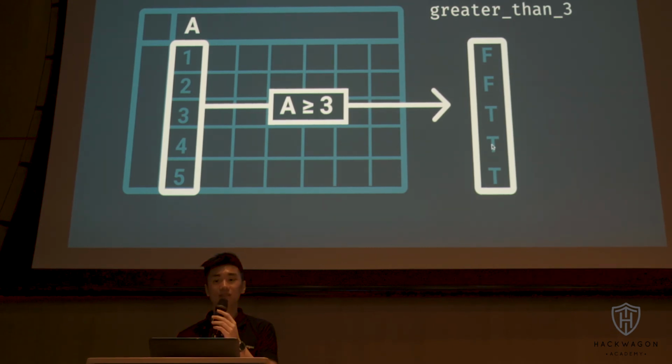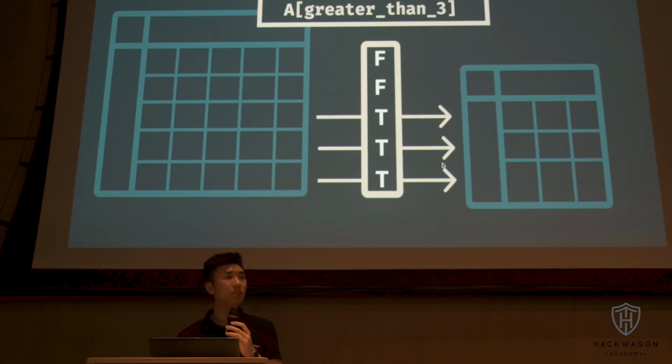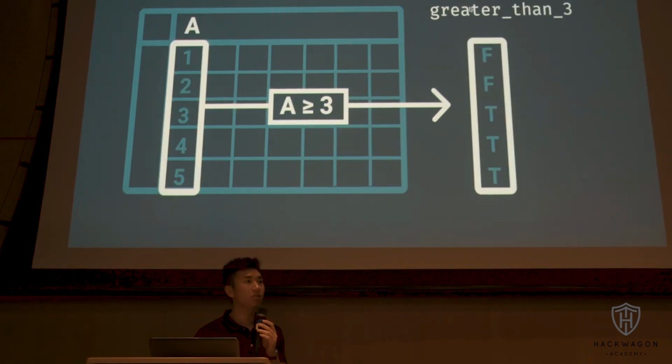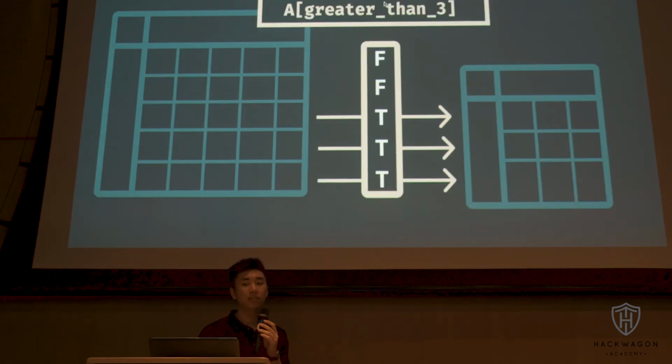Okay? So what happens is, how can we use this column? We can assign it, we can add it to a new column in our table. Just do df square bracket, don't know, into equals to this. Or what we can do is we can use it as a filter. To use it as a filter, just pass in the column, which is this FFTTT, and I named it greater than 3 in the previous slide. So this is greater than 3. I'm going to put it inside the square brackets.